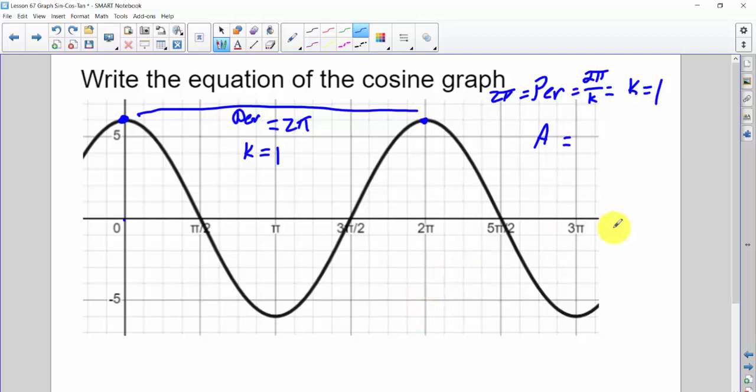Now the amplitude is how far this graph is from the midline, or that split between the high and the low. The midline in this case is 0, okay, and we want to know how high it goes up from 0. That's 5. So I can write my equation of y equals 5 cosine k, which is 1 theta. And then I'm done.